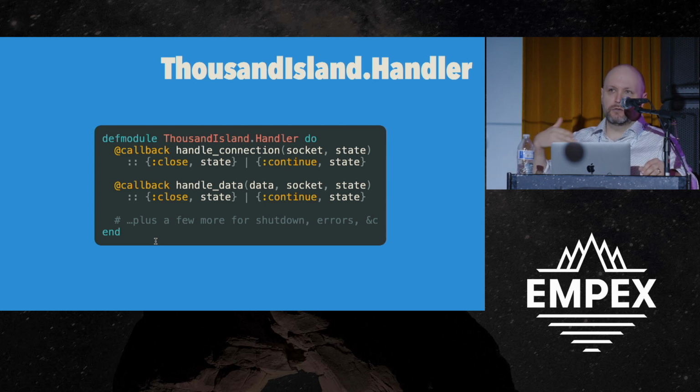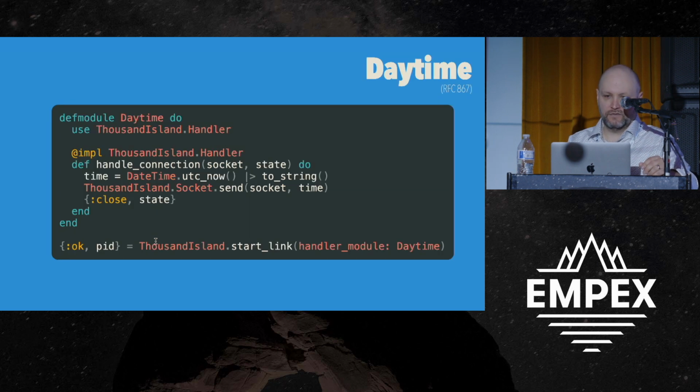So this is useful when you want to do something as soon as the client connects. Otherwise, we also have this handle_data callback that's called by Thousand Island whenever the client sends data unsolicited to the server, and it passes the data as well as the socket. In both of these cases, they return a tuple that looks like close and a state, or continue and a state. The state part is the same as the state in a GenServer. Close and continue tell Thousand Island whether to close the connection at that point or keep it open and continue waiting for more data. So let's look at some examples.